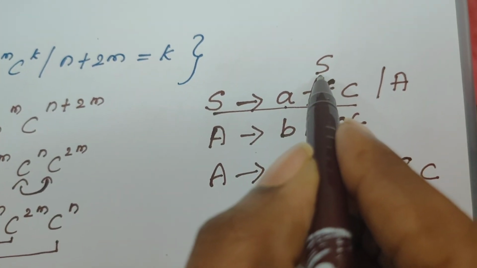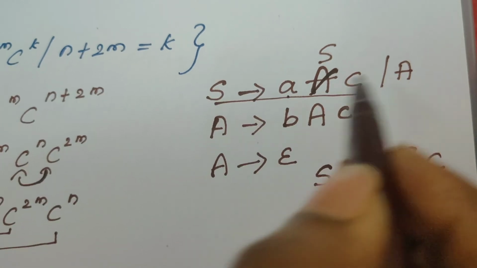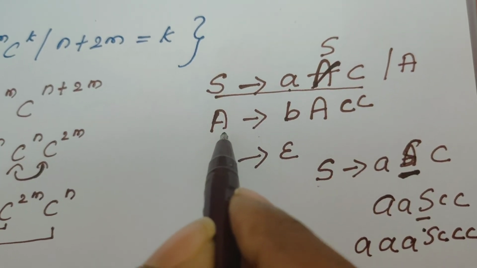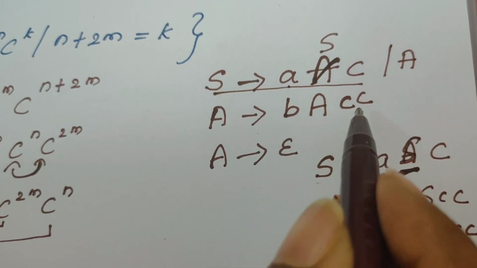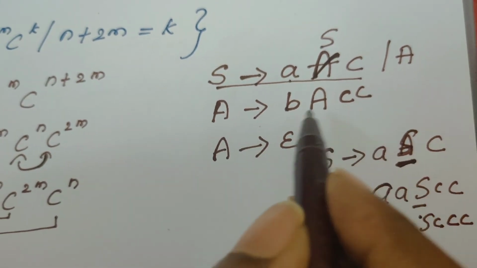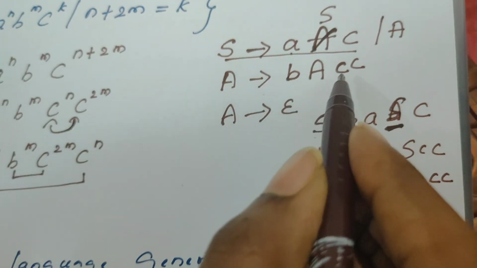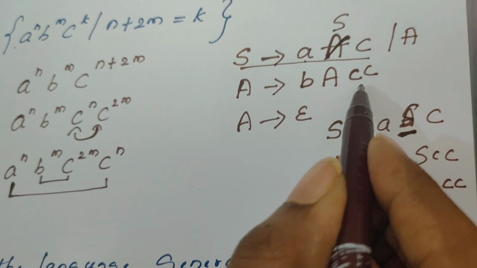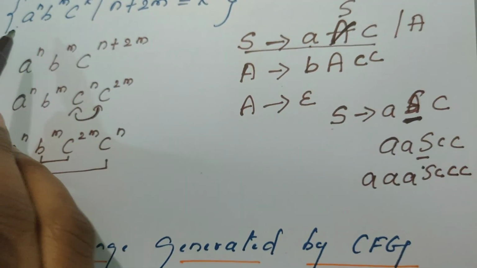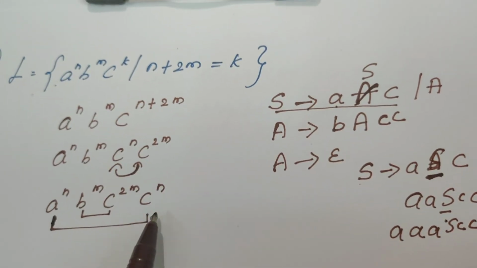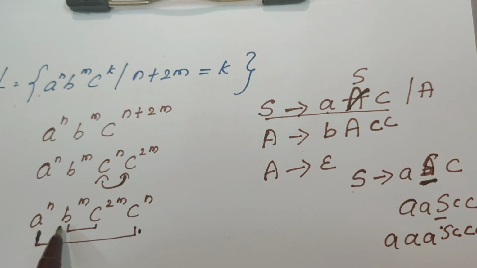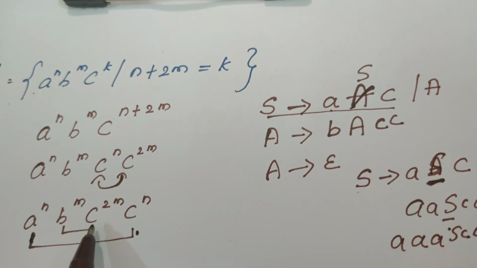At one point, this S can be replaced by A. We know what this A does. This A produces 1B on the left hand side, and equally, on the right hand side, it produces 2Cs. So, finally, we are able to obtain this pattern: an equal number of A's and an equal number of C's, and in between we obtain B power M and C power 2M.